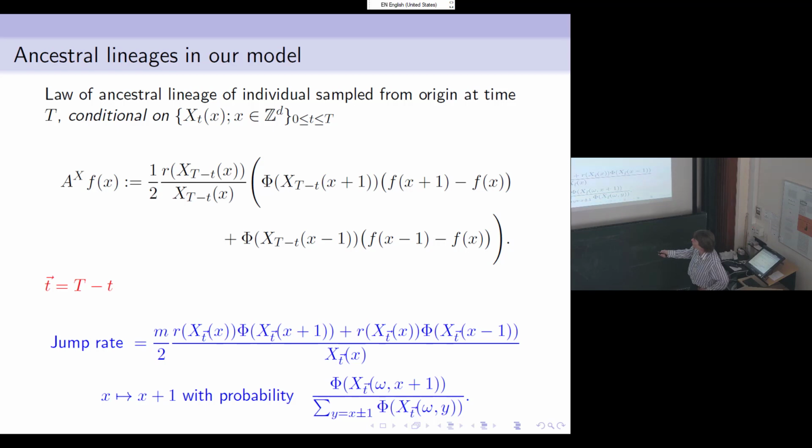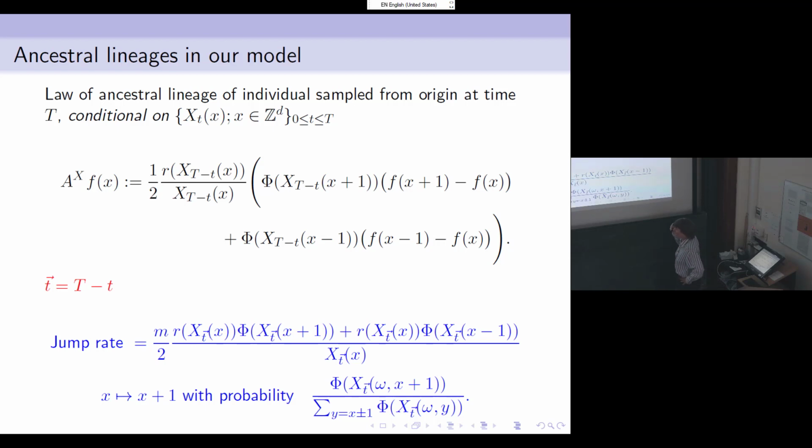So M over 2 times this is the number of individuals in the population x_t of x, at time t before the present. This whole expression is the number of individuals that migrated in from somewhere else. These are the ones that migrated from the deme to the right of me, and these are the ones that migrated from the deme to the left of me.